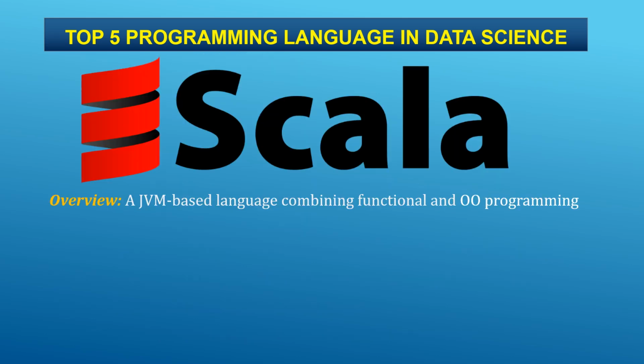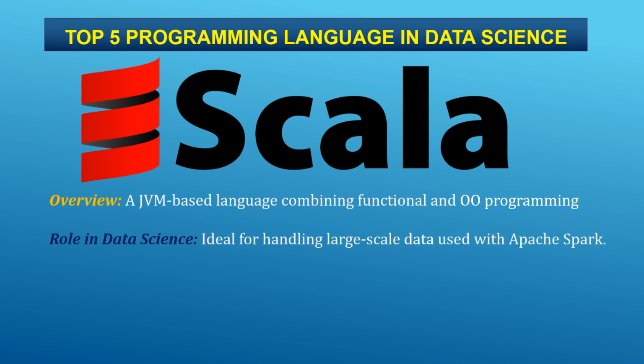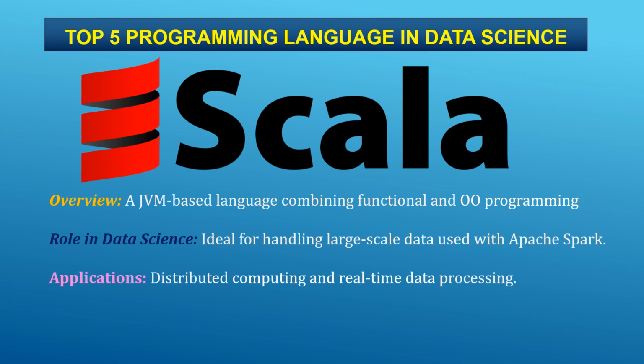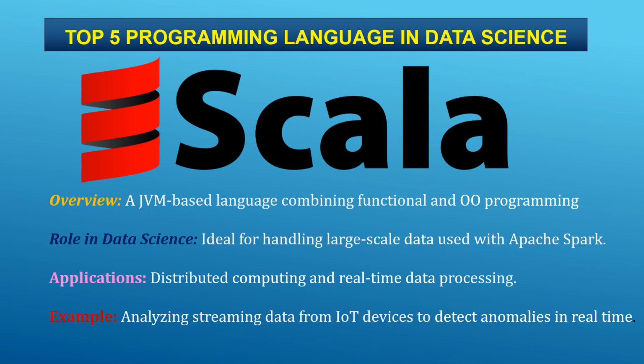Scala. Overview: Scala is a JVM-based language combining functional and object-oriented programming features. Role in data science: ideal for handling large-scale data processing and integration, often used with Apache Spark. Application: suitable for distributed computing and real-time data processing. Example: analyzing streaming data from IoT devices to detect anomalies in real time.